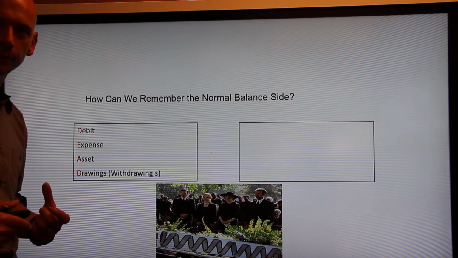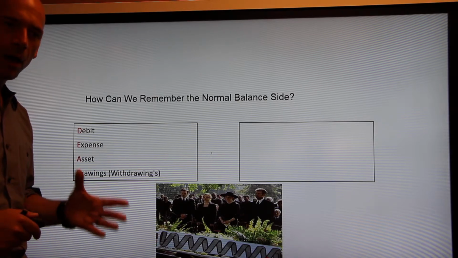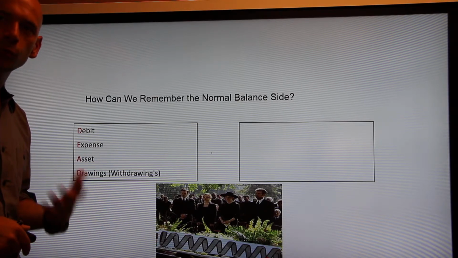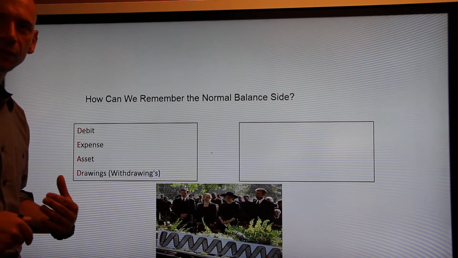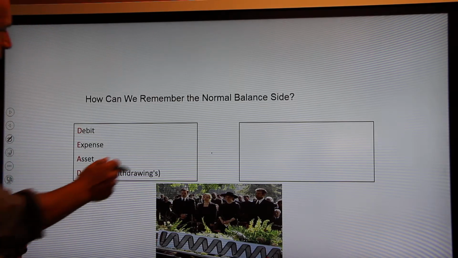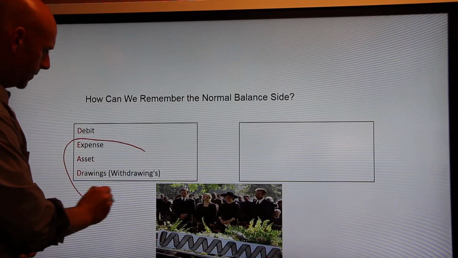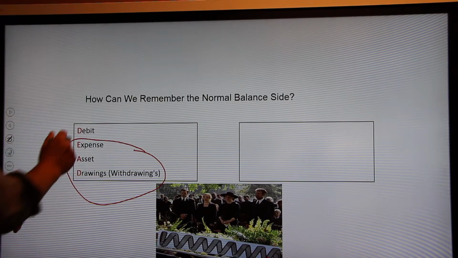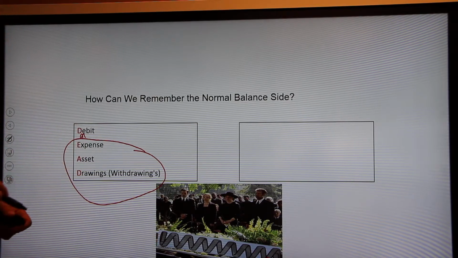And last, we have drawings, or what we've called withdrawals. It's the same thing, drawings and withdrawals. So anytime a drawing or withdrawal takes place, you would also record that on the left side or on the debit side. So all three of these, their normal balance side would be considered to be the debit side. They go up on the debit side.